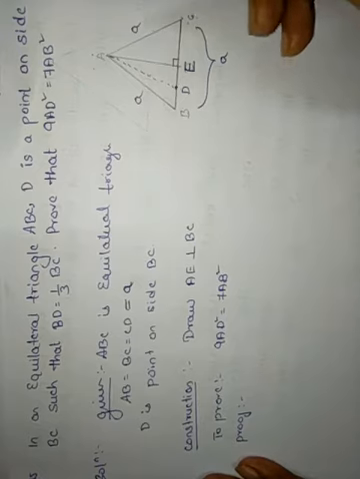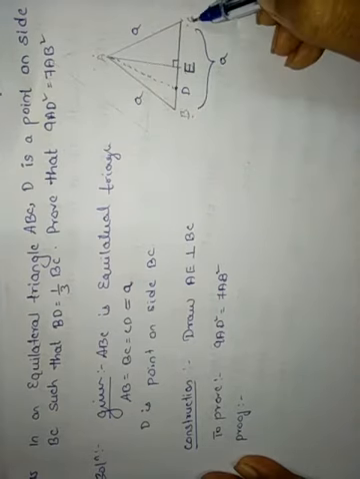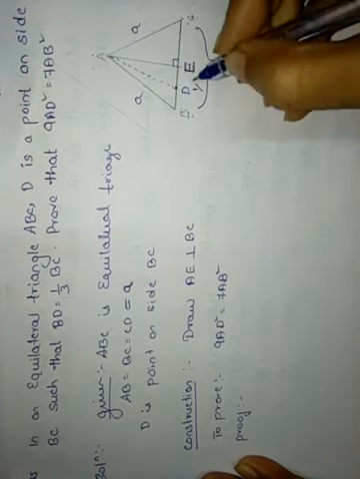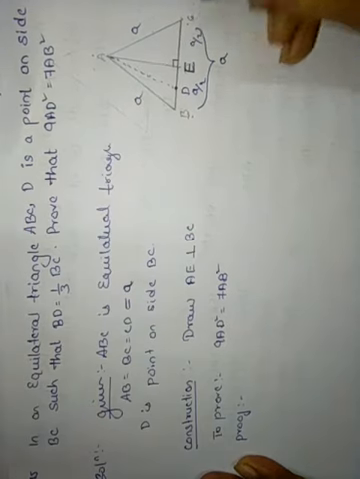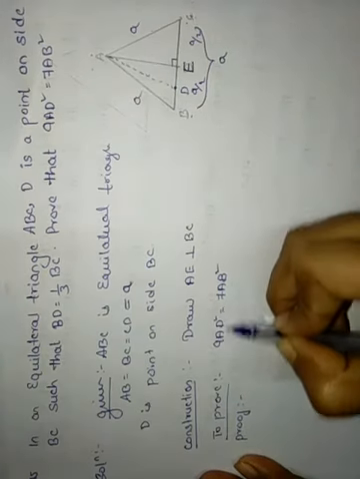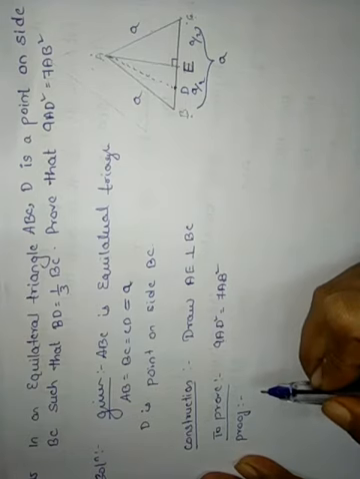And you all know that the altitude of an equilateral triangle always divides the third side into 2 equal parts, isn't it? If BC is a, then BE will be half, that is a by 2, and EC will also be a by 2, isn't it? So now here I have made a construction. We need to show that 9 times AD square equals 7 times AB square. So let's begin the proof here.